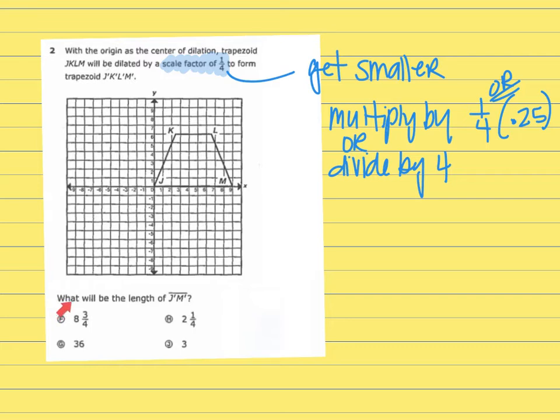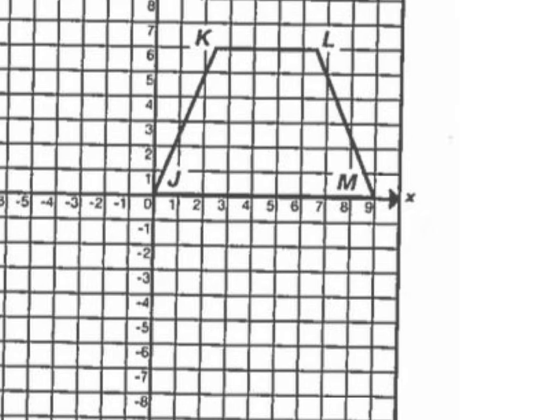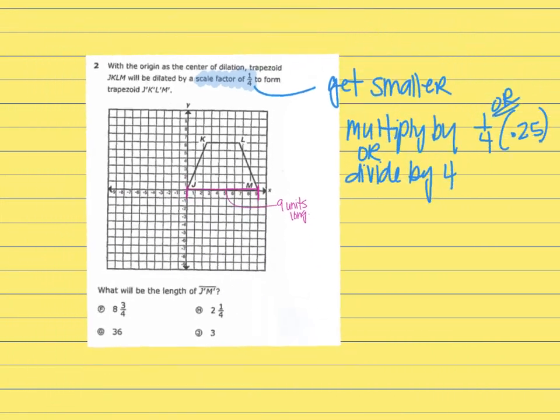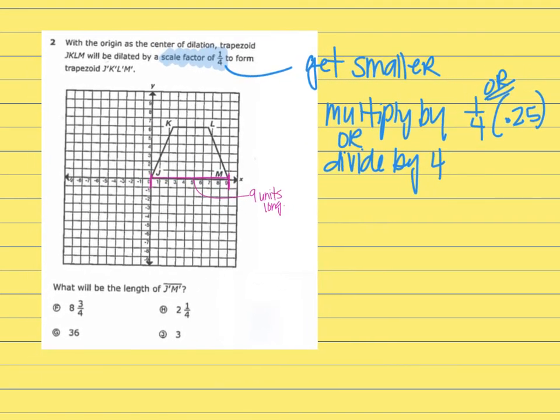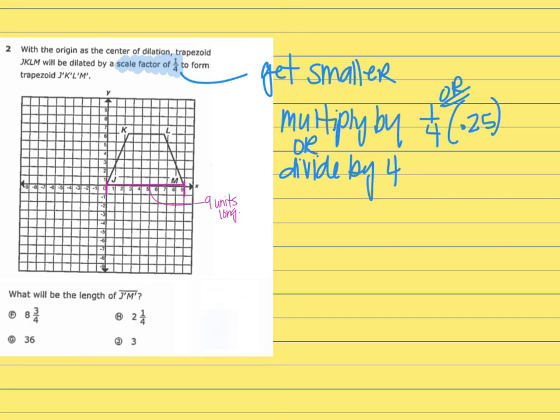So now when I look at the question, it says, what will be the length of line JM for the new image? Okay, so when I'm looking at the old image and I zoom in real close, the old image started at 0 and it went to 9. So that tells me that this line right here, I can count the units, and it's 9 units long. Okay, if I come back out so you guys can see everything, I'm supposed to do a dilation, remember, of 1/4.